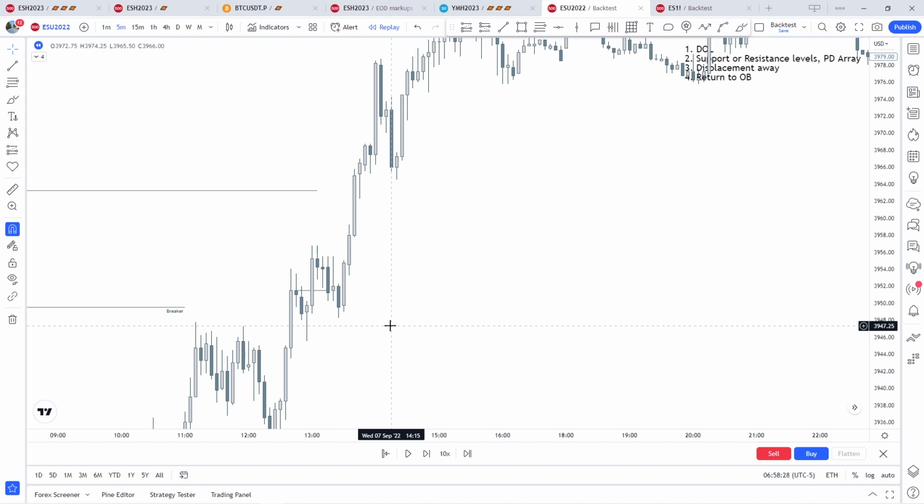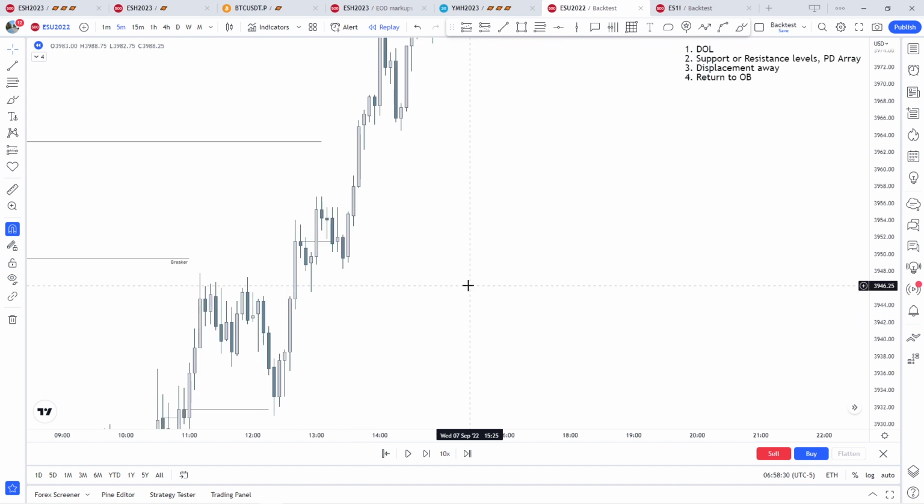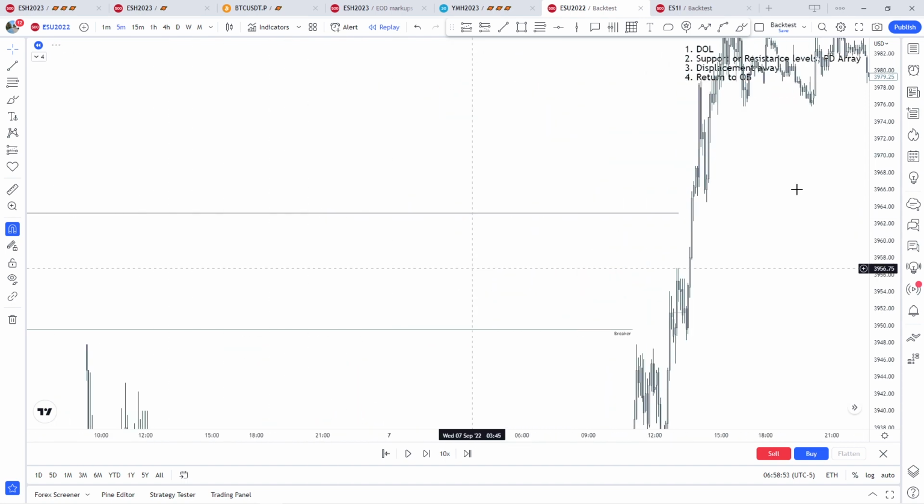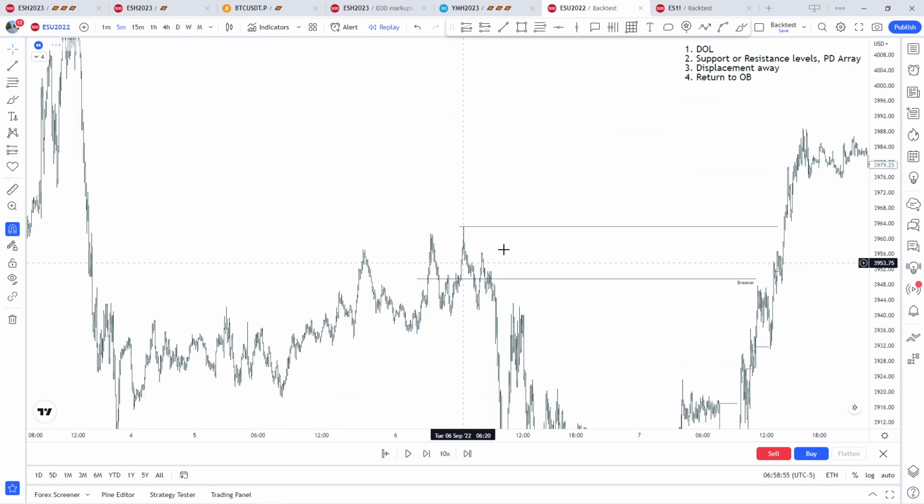Now this is where the thing gets tricky, because a lot of people still try to buy every down close candle, and you need to make sure you still have a clear draw on liquidity. Now we have met the first target, which was this draw on liquidity, some equal highs to the left right here.